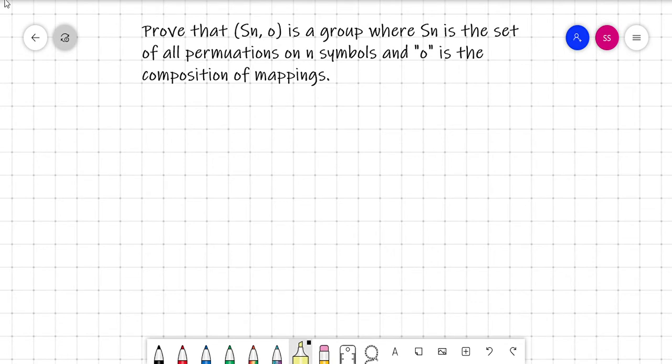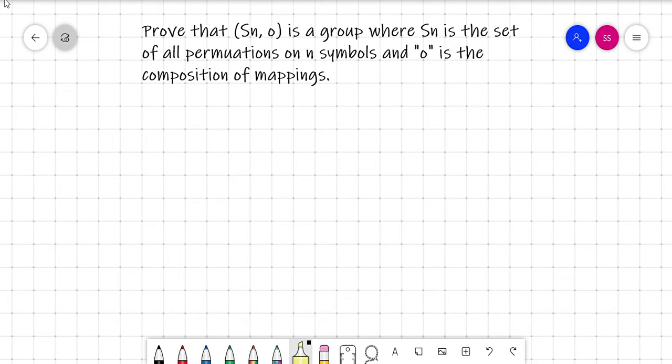So we are going to prove this theorem that Sn, composition is a group, where Sn is the set of all permutations on n symbols, and this circle is the composition of mappings.